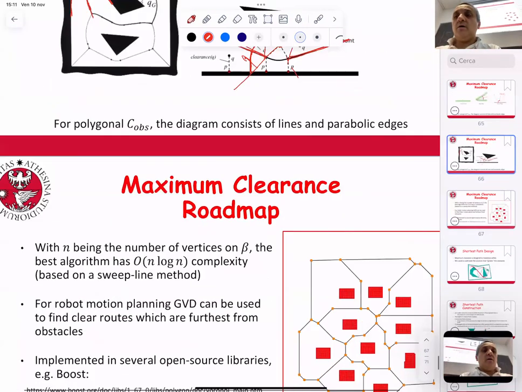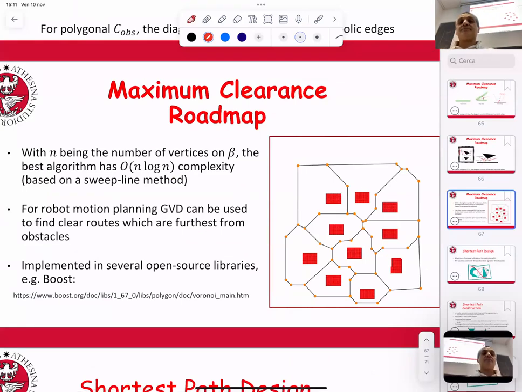And this is an example. Now, there is an algorithm for doing this, which is called the sweep line method. And it can be shown that if n is the number of vertices on beta, the complexity of the best algorithm known to construct the generalized Voronoi diagram is n log n. And the algorithm is called the sweep line.